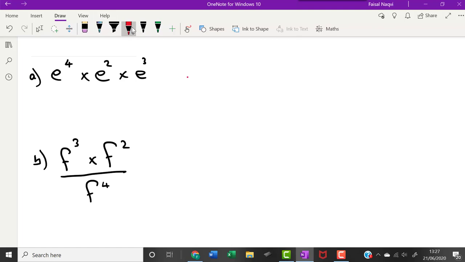Okay, if we take a look at the first one, all our bases are the same, they're all e's. So I know it's going to be e to the power of something. They're all multiplied, so I can do it the short way. I can go 4 plus 2 plus 3. So that's going to give me e to the power of 4 plus 2 is 6, 6 plus 3 is 9, e to the power 9.